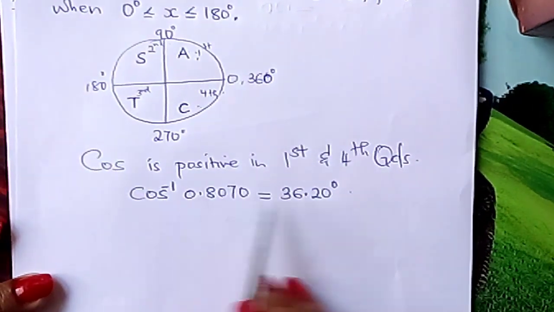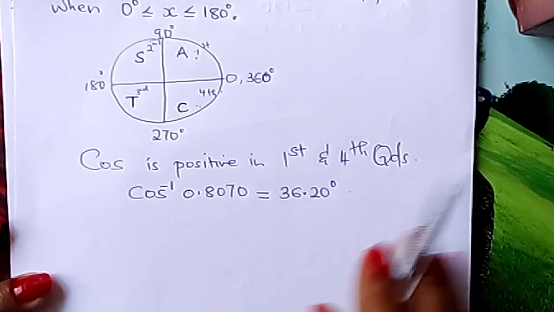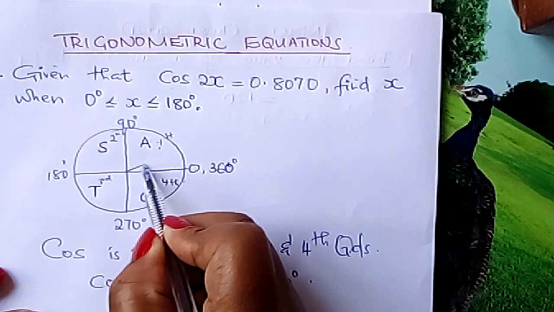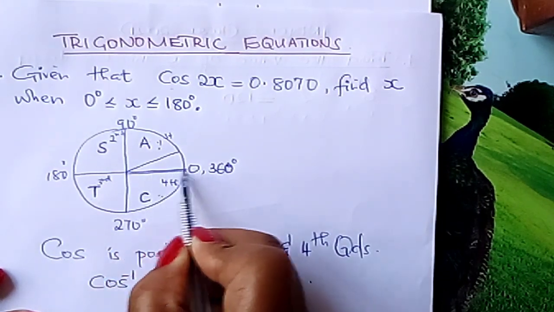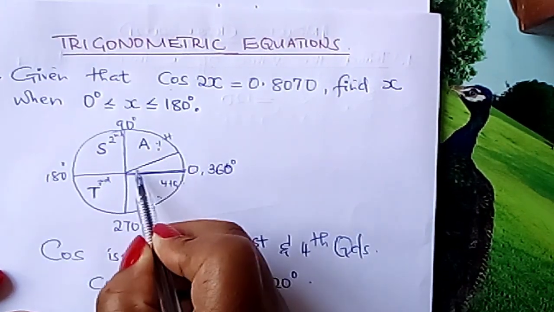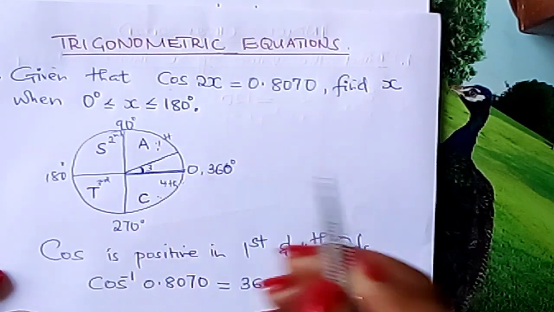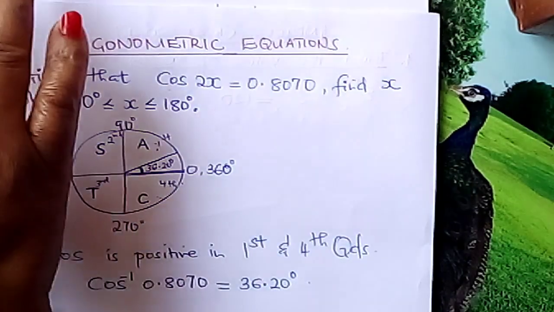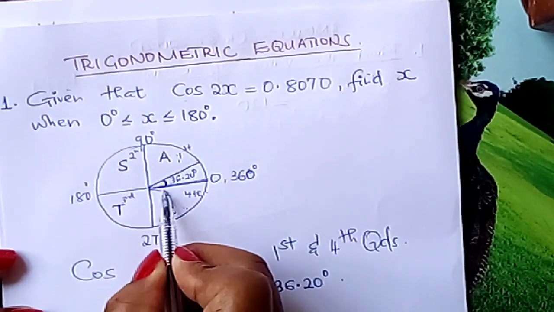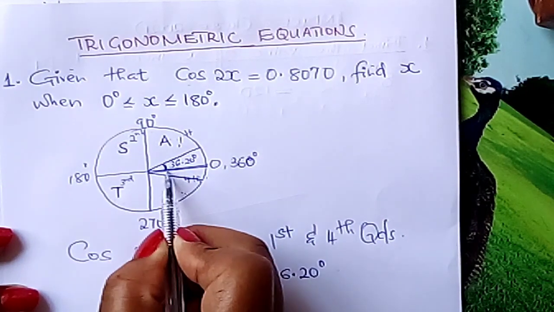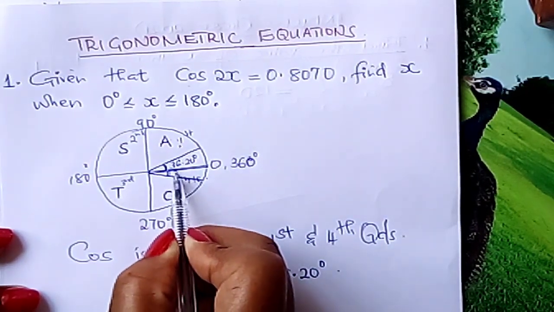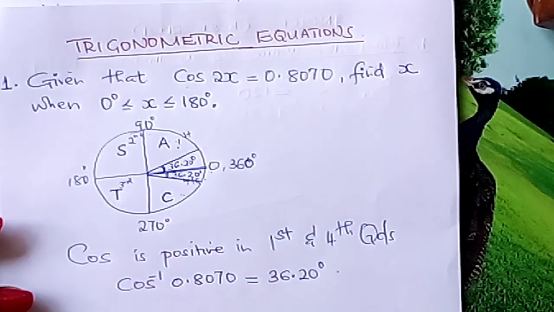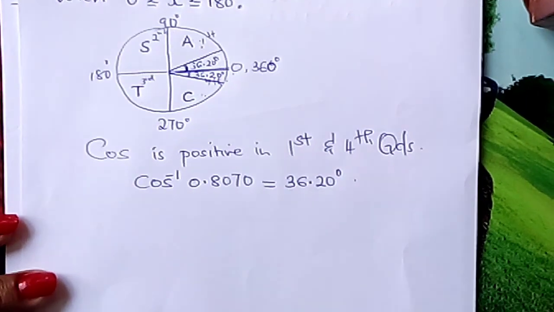From there, learner, get this acute angle, come and fix it here. Come and fix it in the first quadrant along this horizontal here. Come and fix your 36.20 there in the first quadrant. And also in the fourth quadrant, fix it here along this horizontal, 36.20 degrees like that.